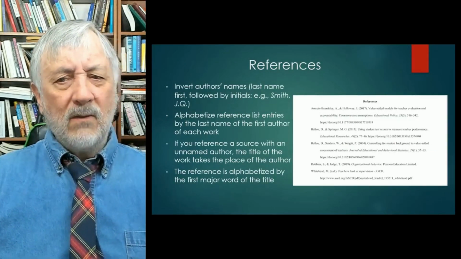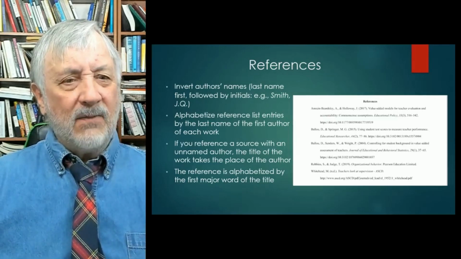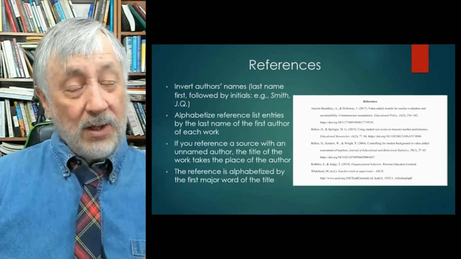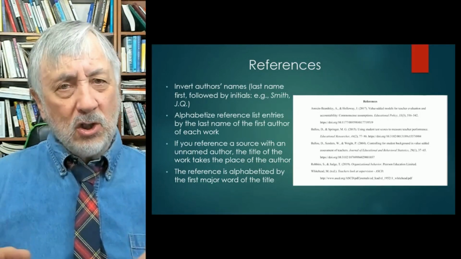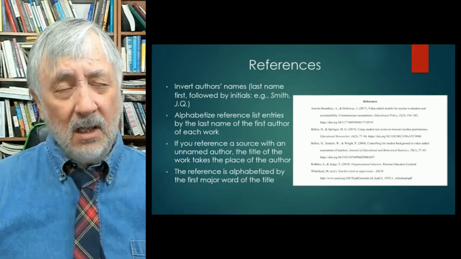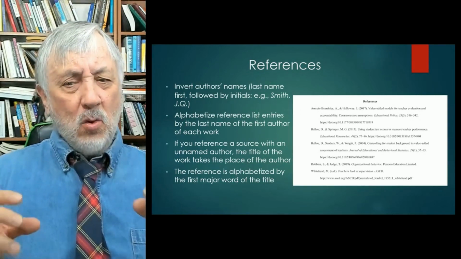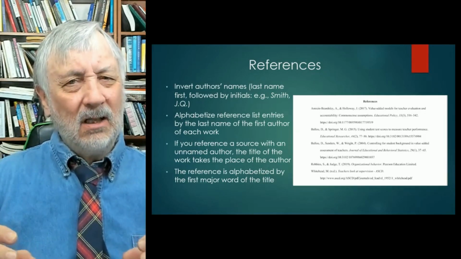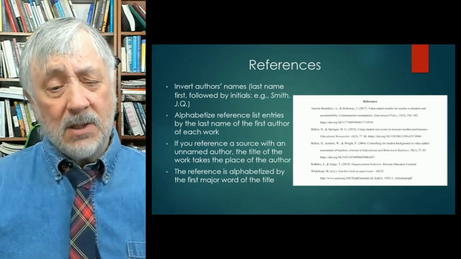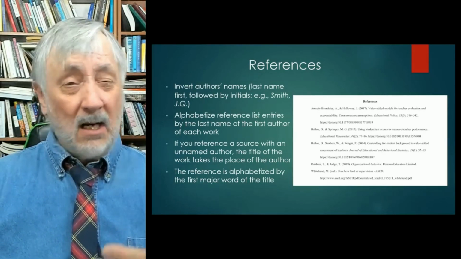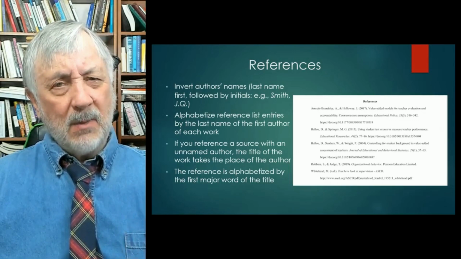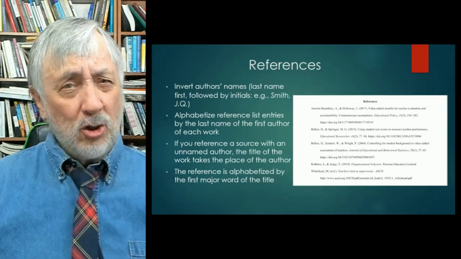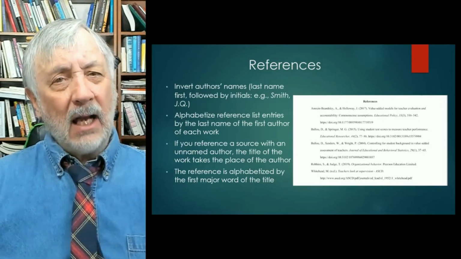And as I said, you invert the names, last name, first initials, and you alphabetize it. And if you reference a source with an unnamed author, you use a word such as anonymous or unknown. You alphabetize the source by the title of the article. And this happens sometimes if you're referring to a website from a government website, and all you have to go on is maybe the title of the page, or maybe an editorial in a magazine or a journal. You have a title, and you reference it by that.